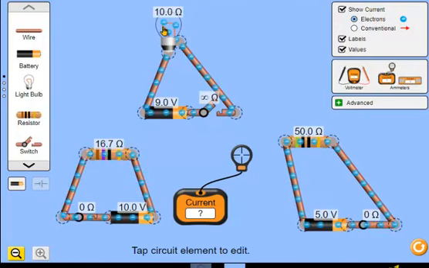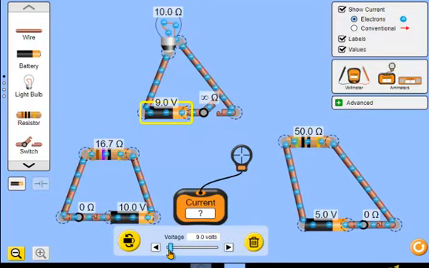All right, the third one here, by the way, is the flashlight. So let's see, it says in here 3 volts. So I'm going to adjust this one here to 3 volts.